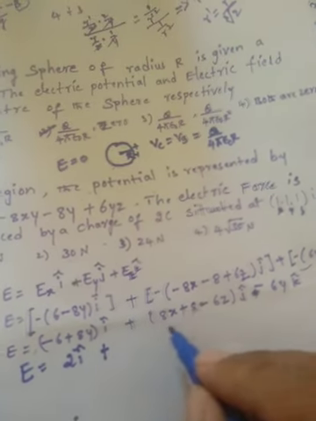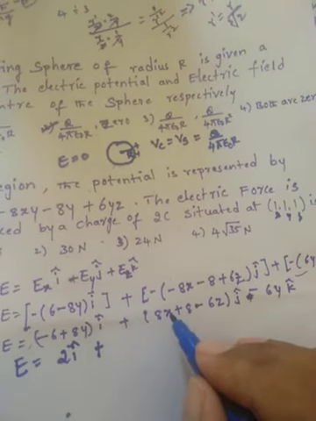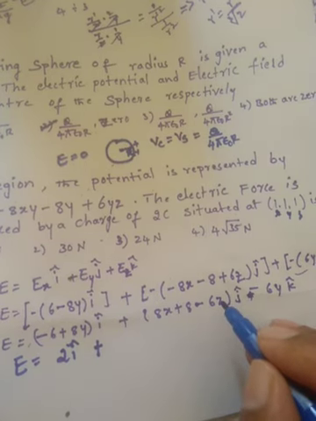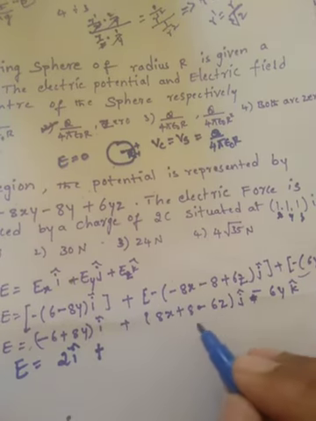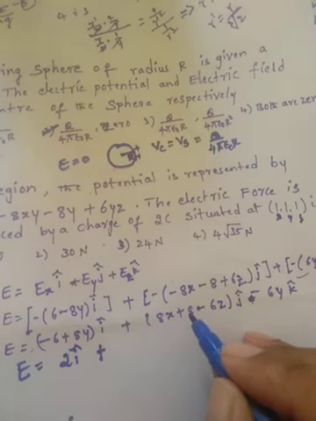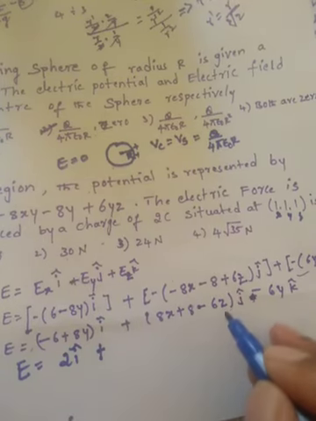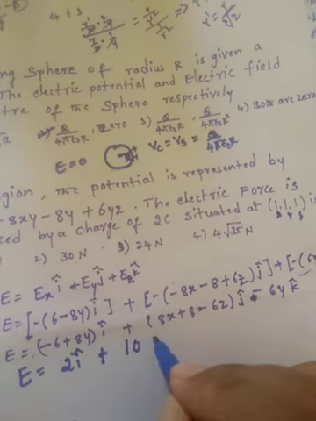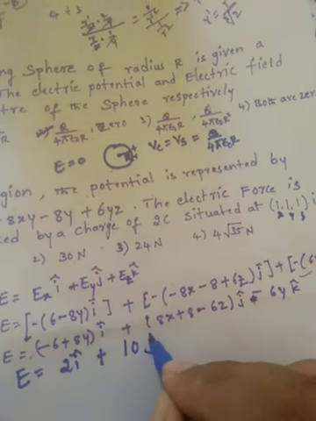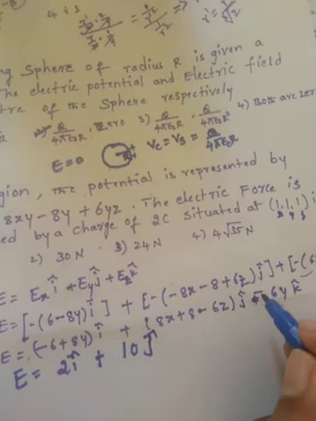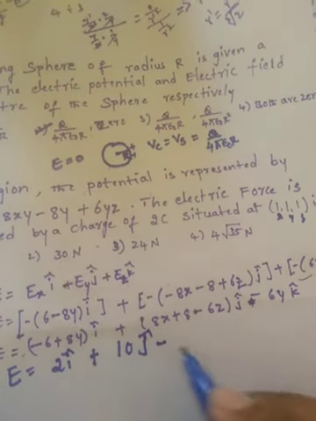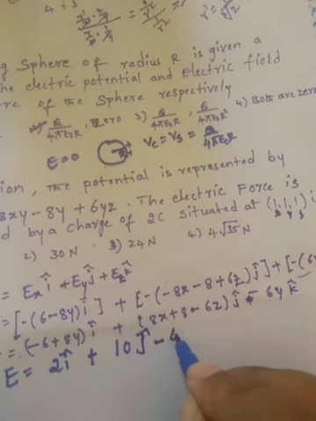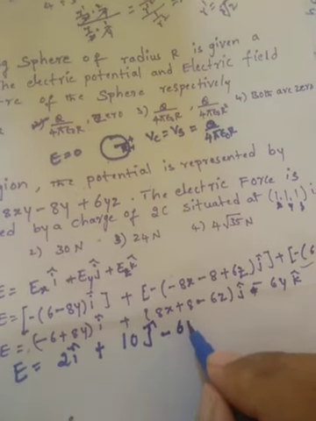Plus, when you put x value 1, 8 plus 8 is 16. When you put z value 1, 6, so 8 plus 8 is 16 minus 6, it will be 10 j cap. Then here, minus y value 1, so then it will be 6 k cap.